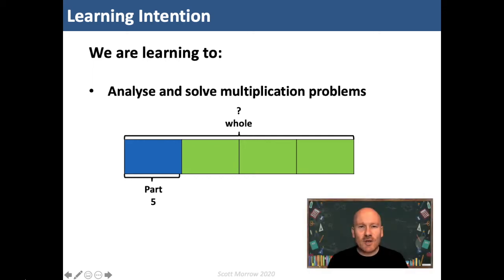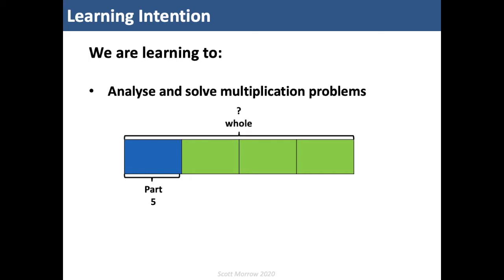Hi guys, last week we were analysing and solving division problems and using shading when we were trying to find out what each part was worth, and grouping when we were trying to determine the number of parts that we had. This week we're using exactly the same bar model, but we'll be trying to work out the whole amount, so we'll be using multiplication.